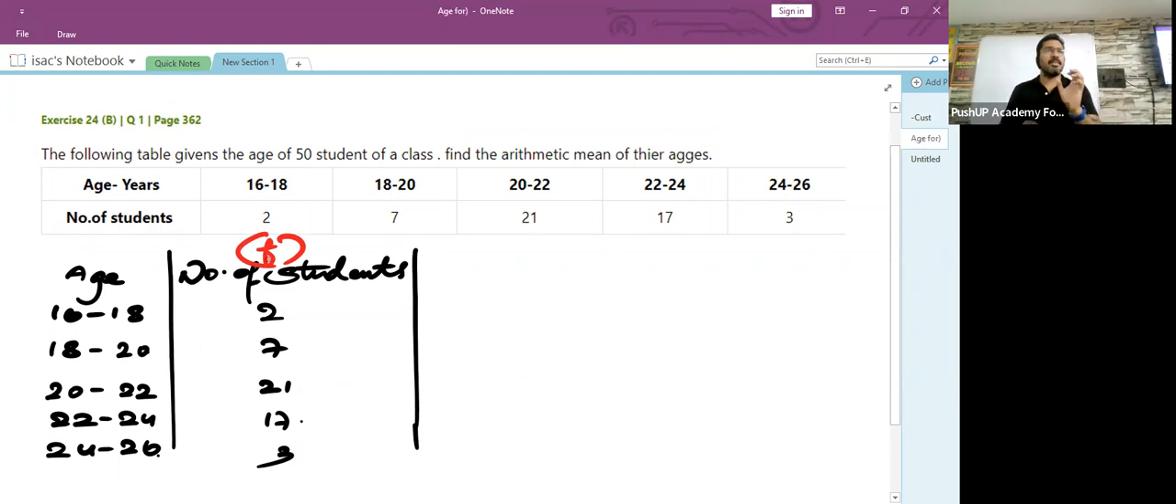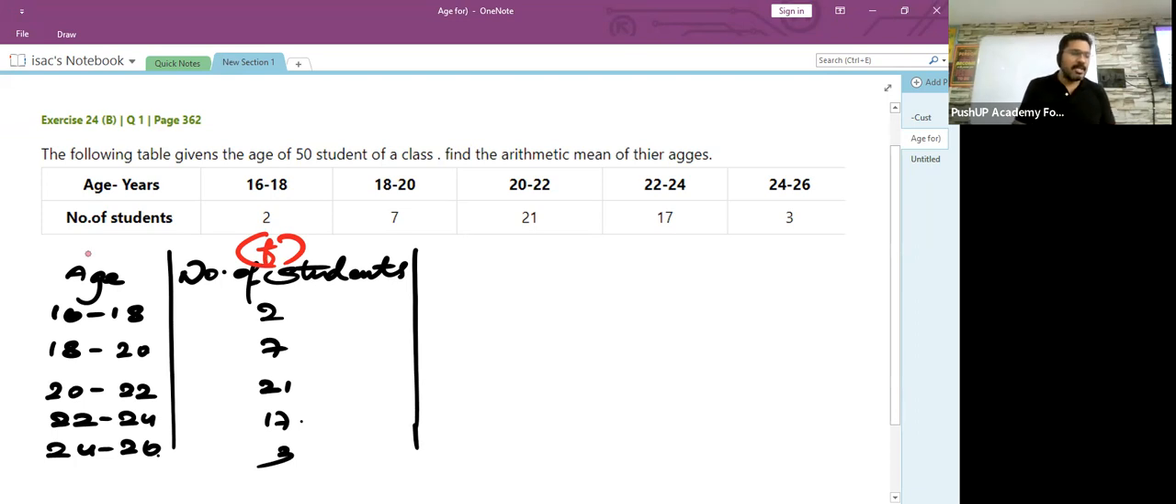The students who come in the age group of 16 to 18, how many are there? 2 students. The students in the age group of 18 to 20, how many? 7 are there. And 21 students for 20 to 22 age group, 17 students for 22 to 24, and so on, isn't it? So children, they have given you the column for frequency f.